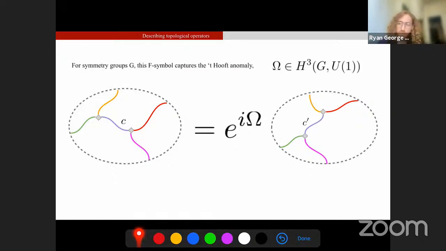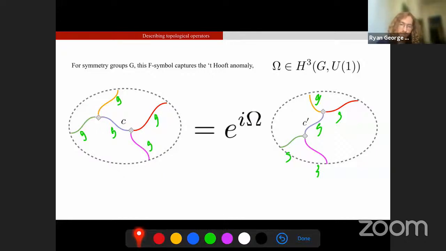So this already happens for ordinary symmetries. In the case of symmetry groups, what we have are networks of lines. Here, still in two dimensions, networks of lines labeled by elements of the group. And now the fusion rule is just that two lines can fuse if the two group elements multiply to the third. You can think about this as a gauge field, a flat G gauge field.